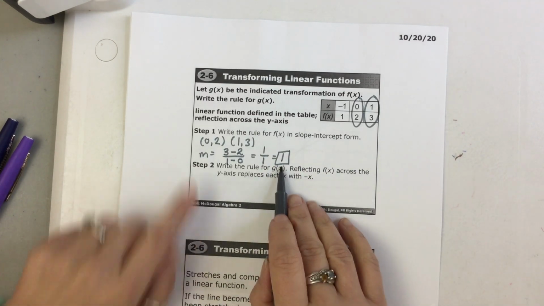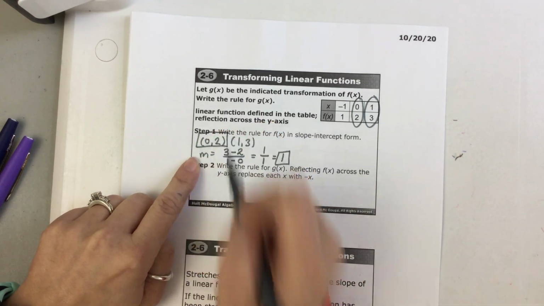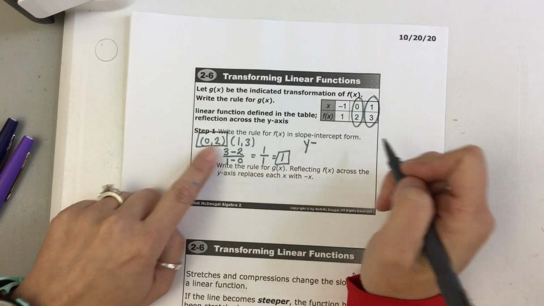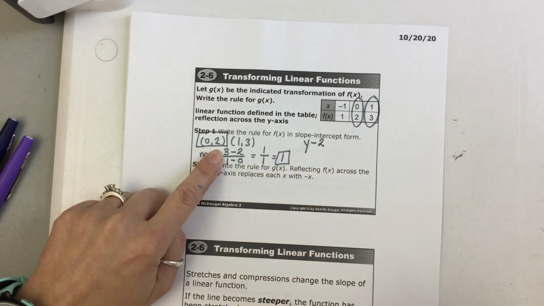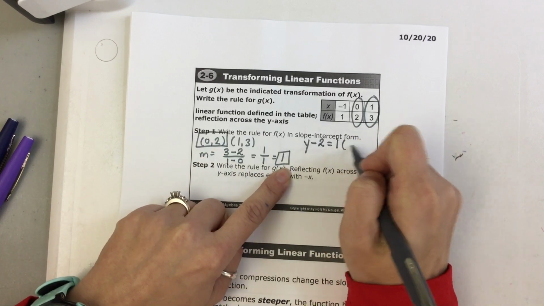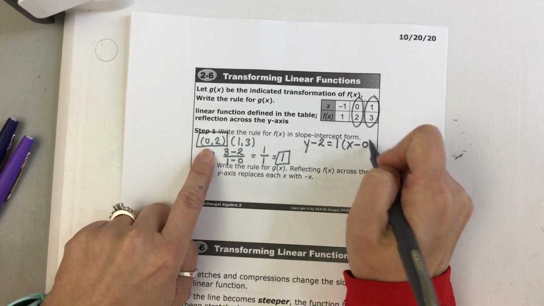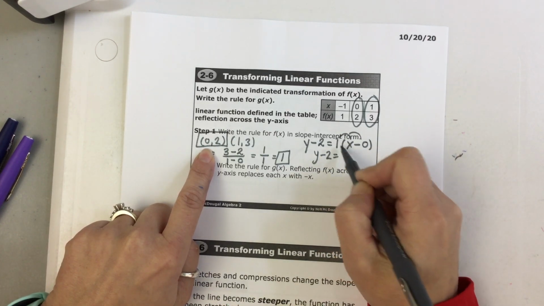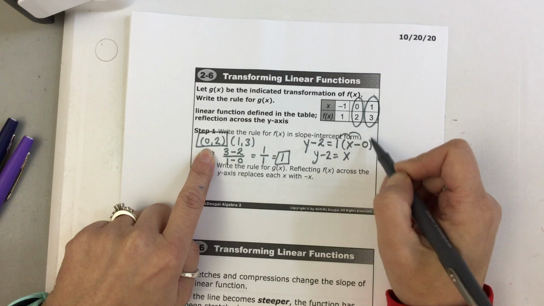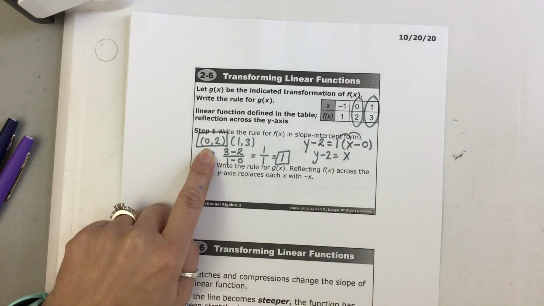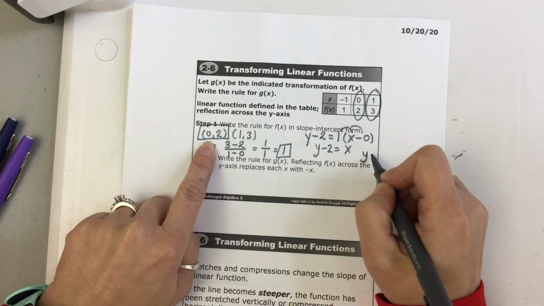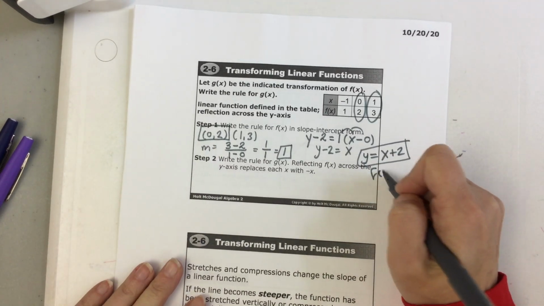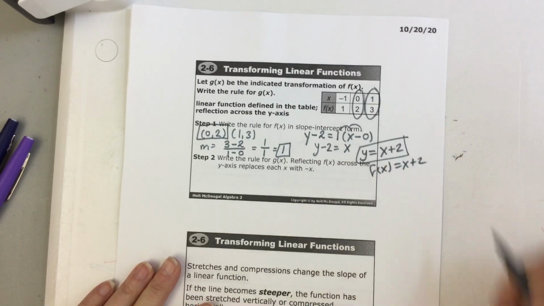Now what I need to do is use the slope and 1 ordered pair. I picked 0, 2 because I get to work with the 0. Y minus the y value from the ordered pair you chose equals m. M is a 1. X minus the x value from the ordered pair you chose. Distribute. So y minus 2 equals 1 times x is x. 1 times 0 is 0. So I don't have to show that. Here I add 2, so y equals x plus 2. That is your original function. They are calling that f of x.